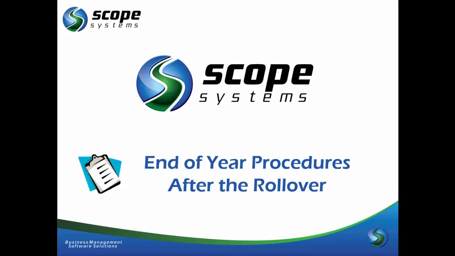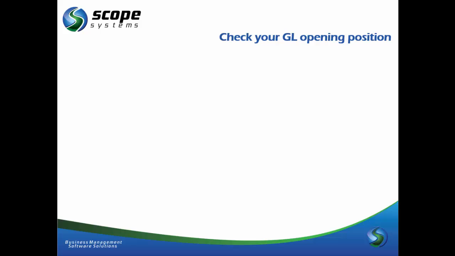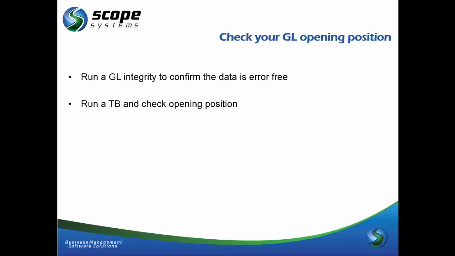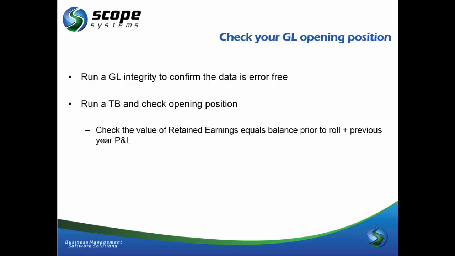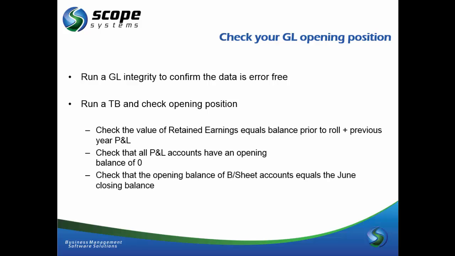This brings us to the end of year procedures after the rollover. Very important, we need to check your general ledger opening position. This would mean running the general ledger integrity to confirm the data is error-free, and running the trial balance to check the opening position, i.e. opening balances. The sure way to check this is checking the value of the retained earnings equals the balance prior to rollover and the prior year P&L. Check that all P&L accounts have an opening balance of 0. Very important. And check that the opening balance of balance sheet accounts equals the June closing balances.